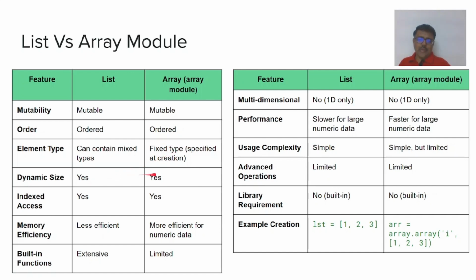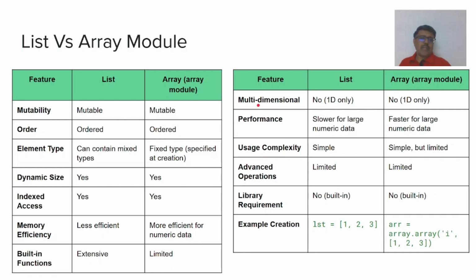And then size: in both cases, you can increase or shrink. And based on the index number, you can access the values also. A list is less memory efficient, whereas an array is more efficient, particularly for numeric data. That statement is very important, because from an interview point of view, this part will be more important for you. And then extensive built-in functions are there for lists, but arrays have limited ones.